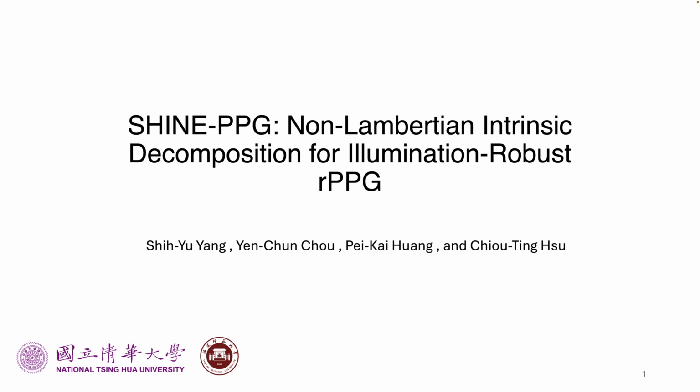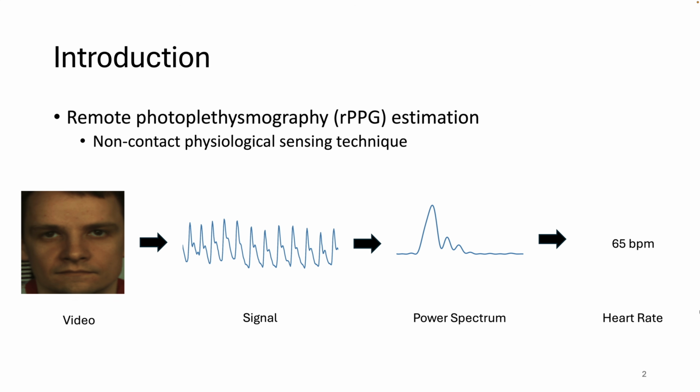Today I'm going to present our work, SHINE-PPG: Non-Lambertian Intrinsic Decomposition for Illumination-Robust rPPG. rPPG is a contactless technique that estimates physiological signals from facial videos. It captures subtle skin color variations caused by volume changes. We use these variations to obtain an rPPG waveform and estimate heart rate.